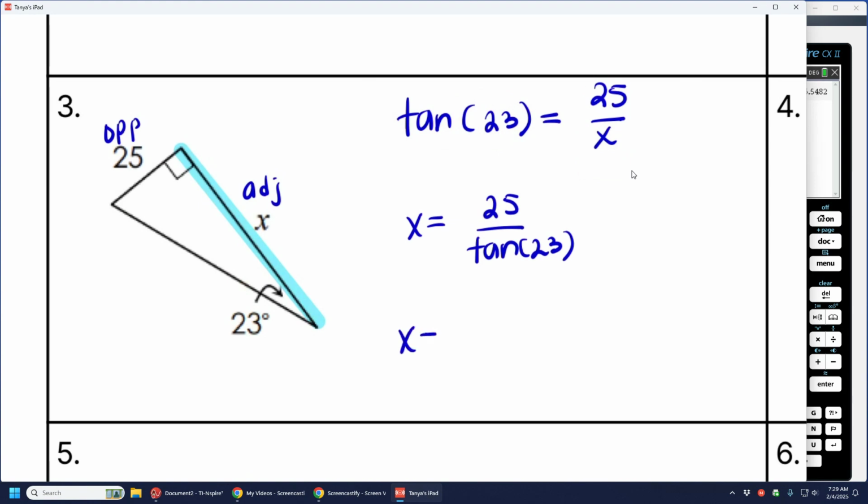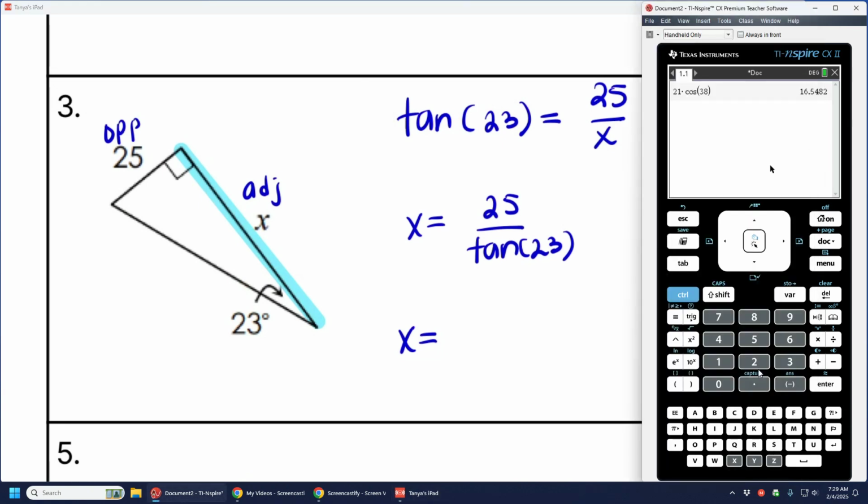Okay, and then now we're going to type that into our calculator. It's still already set up. So 25 divided by tangent 23. And that gets me 58.9.